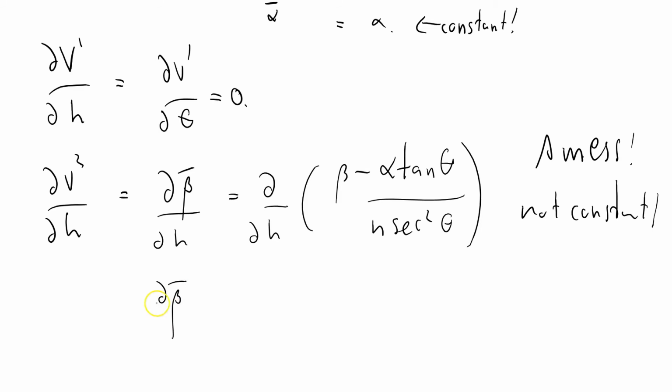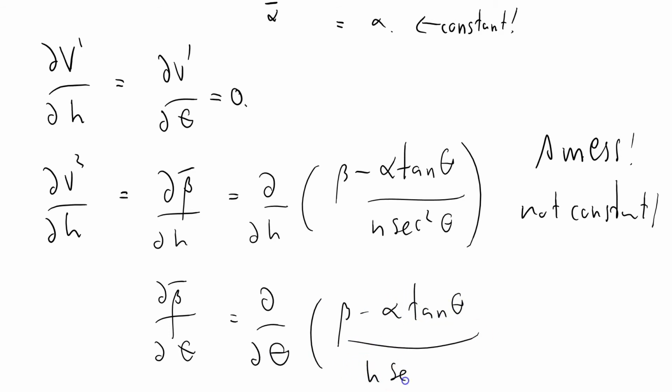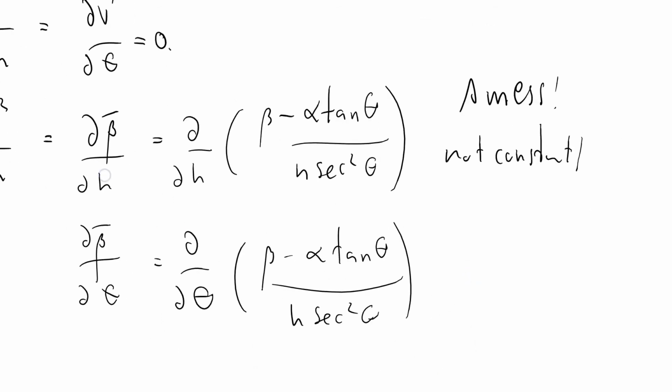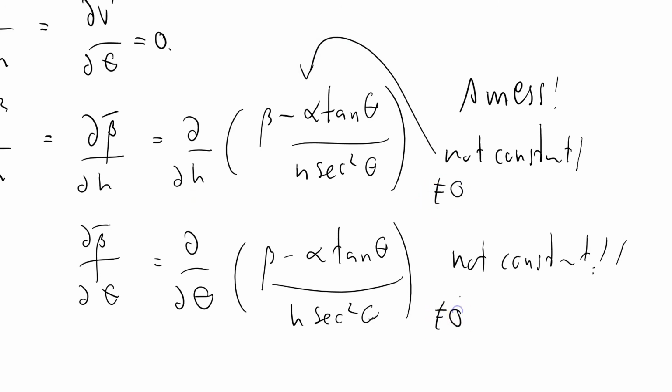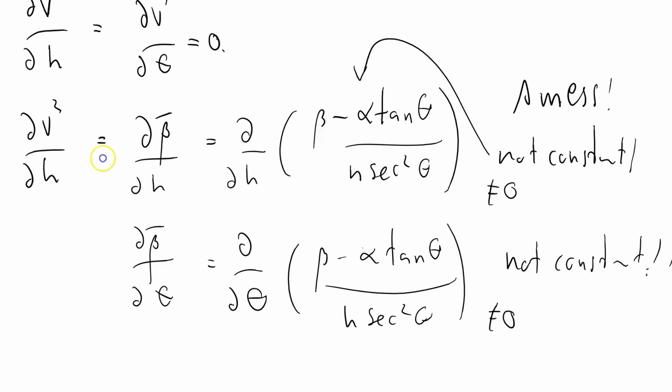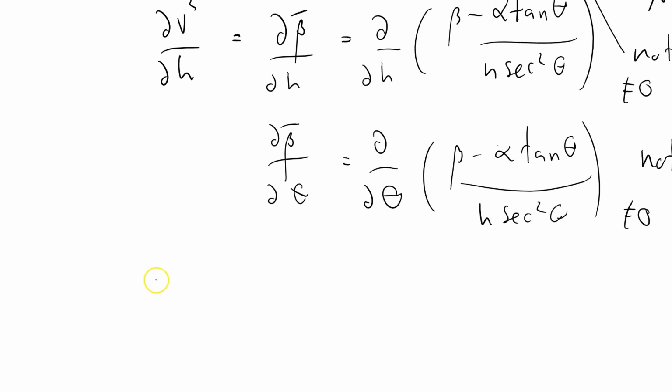We've also, of course, got ∂beta bar/∂theta, which is ∂/∂theta of beta minus alpha tan theta over h sec squared theta. Absolutely not constant. Or actually, it's the differential. This thing in here is not constant, but the differential is non-zero, and that's non-zero. So the differential of a non-constant term is not equal to 0. So what that tells me is that ∂V bar i/∂x bar j is not necessarily equal to 0.